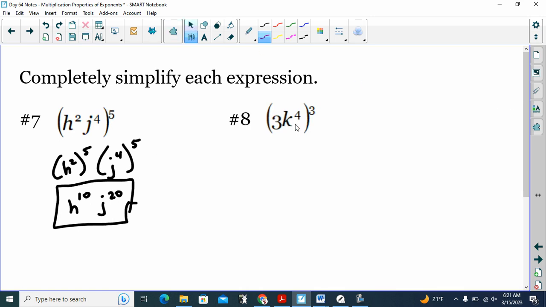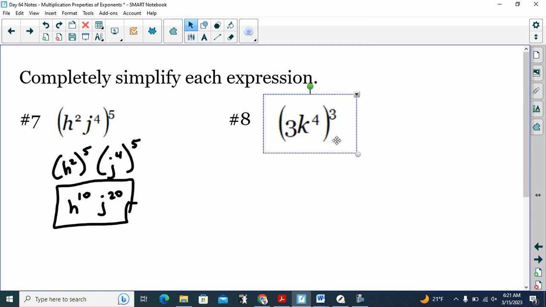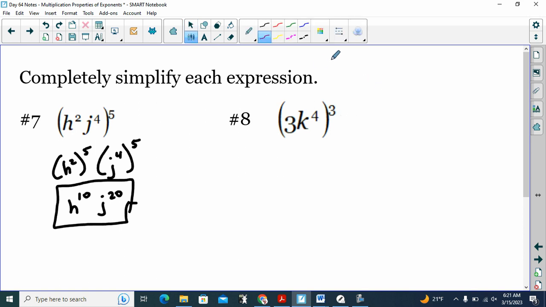Number 8 looks kind of similar. The k to the 4th is actually the same as j to the 4th. But I've got this number out front. I've got 3k to the 4th all to the 3rd power. I do it the same way. I distribute this 3. So I have 3 to the 3rd times k to the 4th to the 3rd. I raise each part to the 3rd power.